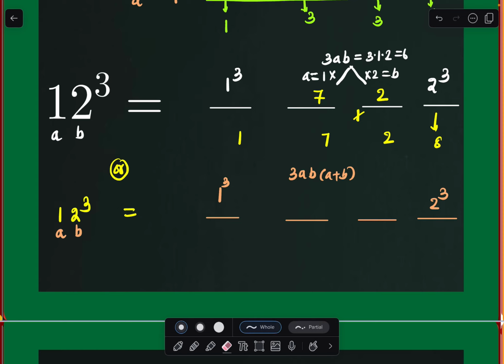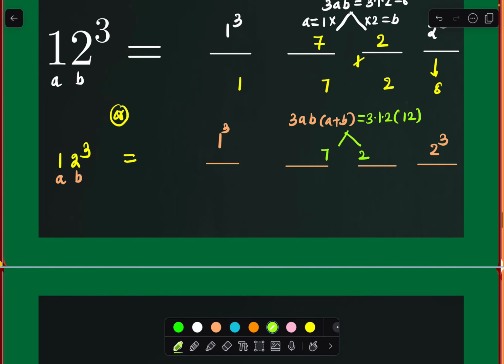And see here, 3 into a value 1, b value 2, the a plus b value is not 3 here, it is 12. Clear now? A is the tens place, its place value is how much? A tens place value will get 10, plus b. So here what we'll get now, here we'll write 12. What we'll get finally, 3 into 2 is 6, 6 into 12, 72 we will get.